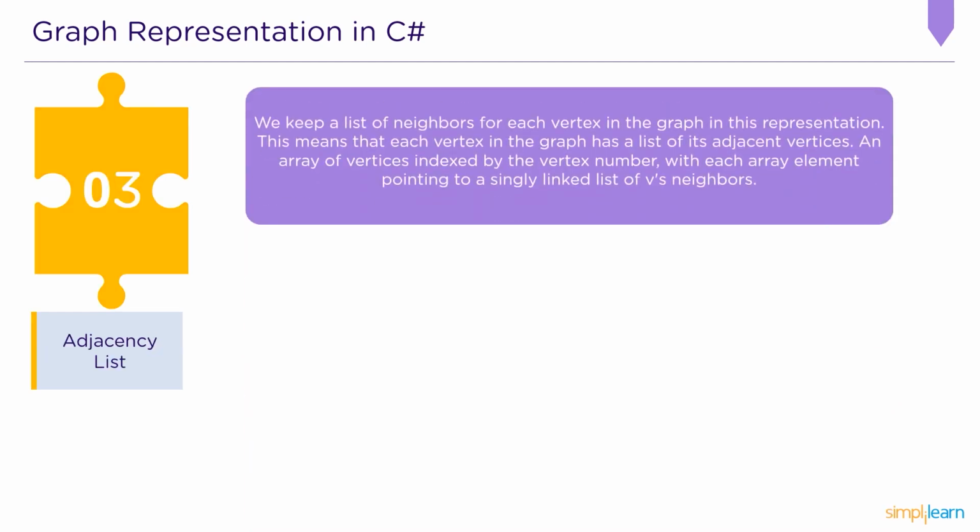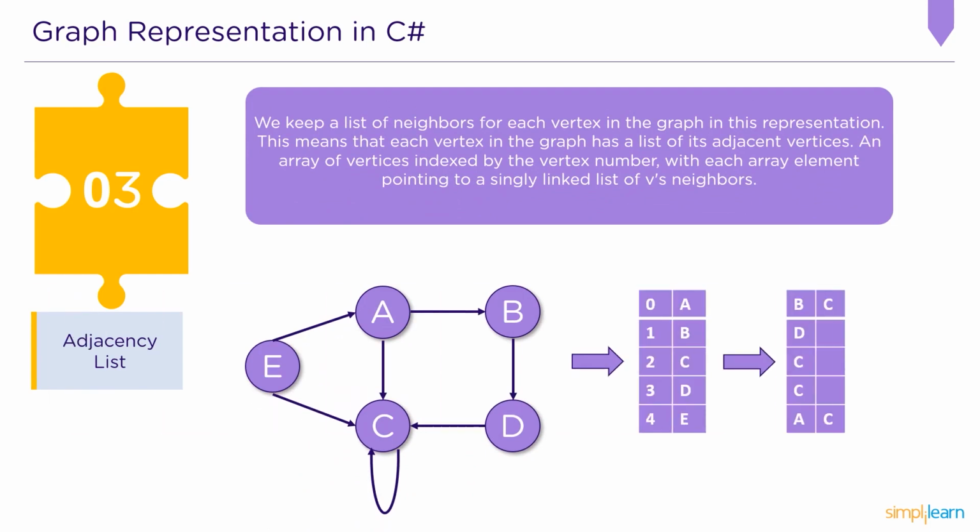The last graph representation is the adjacency list. In this representation, we keep a list of neighbors for each vertex in the graph. This means that each vertex in the graph has a list of adjacent vertices, an array of vertices indexed by the vertex number, with each array element pointing to the singly linked list of V's neighbors.